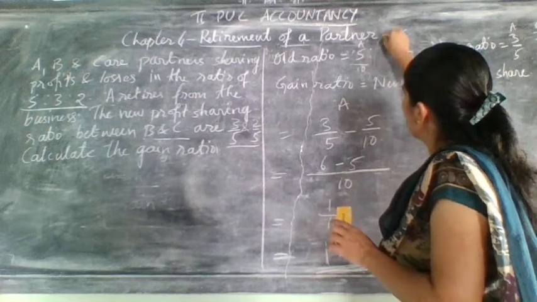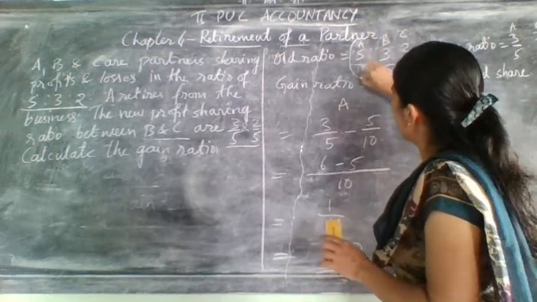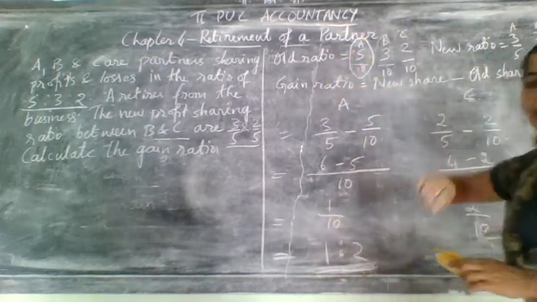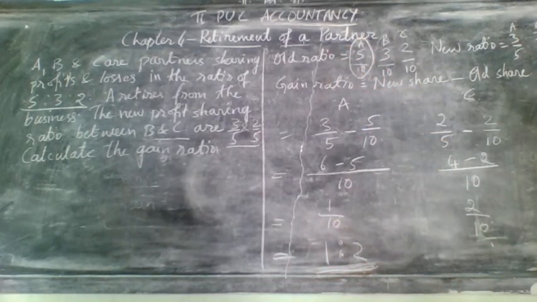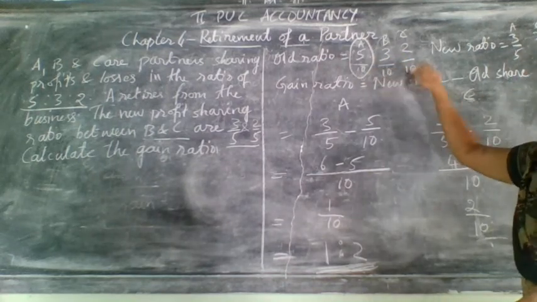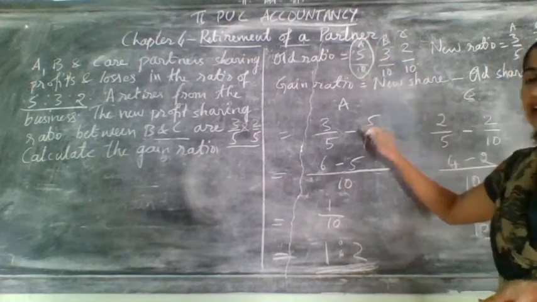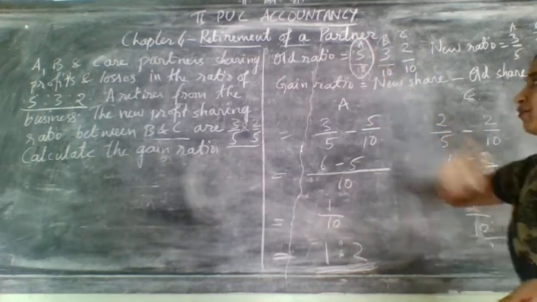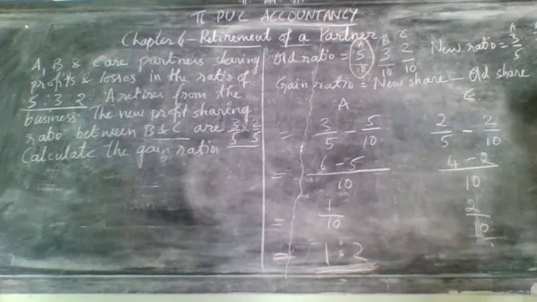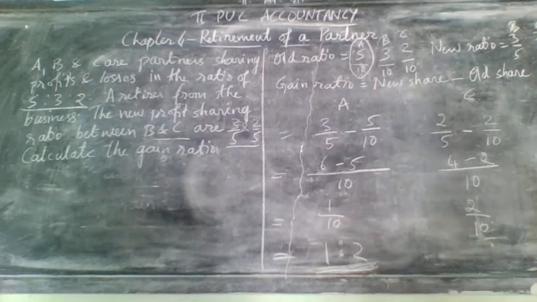But while writing the old ratio, for whom do you need to put a circle now? You need to put a circle for A. Why? Because he will retire from the business. So when he is retiring, don't touch him. But we want his share. Why? Because we need to add this. But for calculating the gain ratio, we should not calculate for him. That's why don't touch him. Here it is related to B and C and not to A.